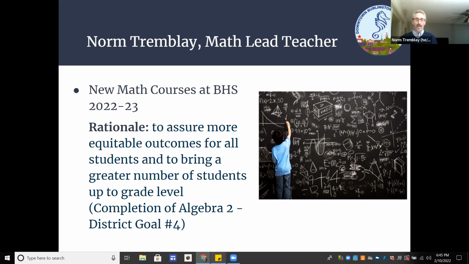In tandem with that, the district, in one of their 6 goals, goal number 4 was, or is, more students have successful completion of Algebra 2.